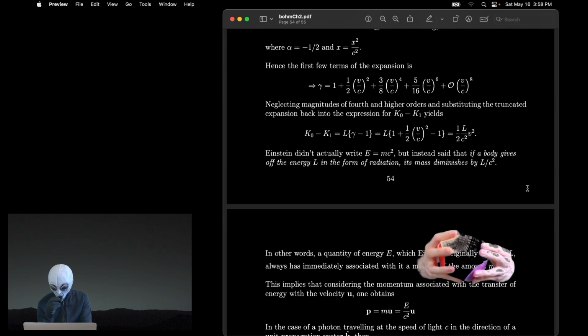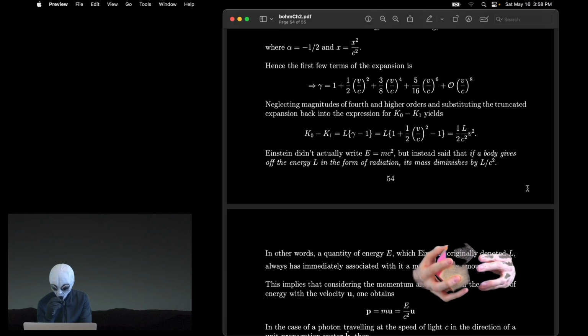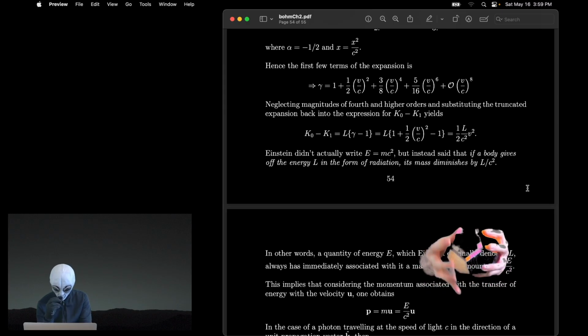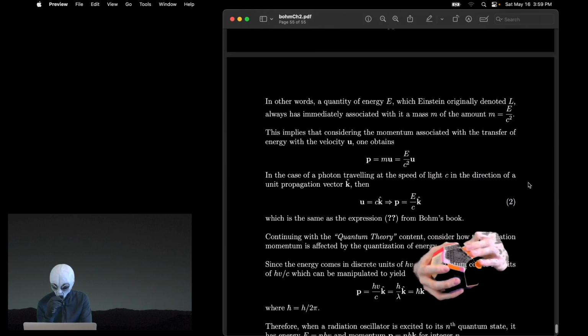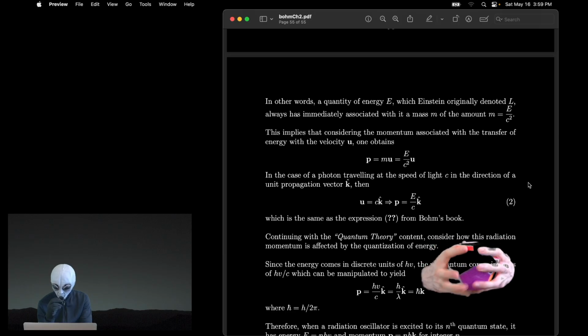Einstein didn't actually write E equals mc squared, but instead said that if a body gives off the energy L in the form of radiation, its mass diminishes by L over c squared. In other words, a quantity of energy E, which Einstein originally denoted L, always has immediately associated with it a mass m of the amount m equals E over c squared.